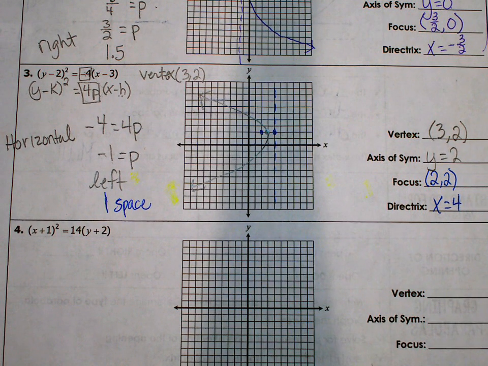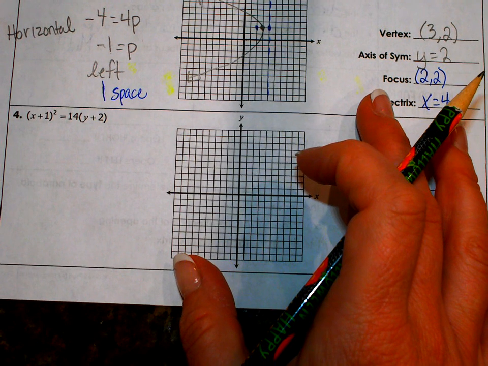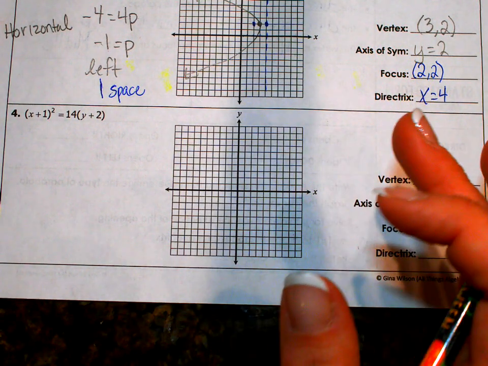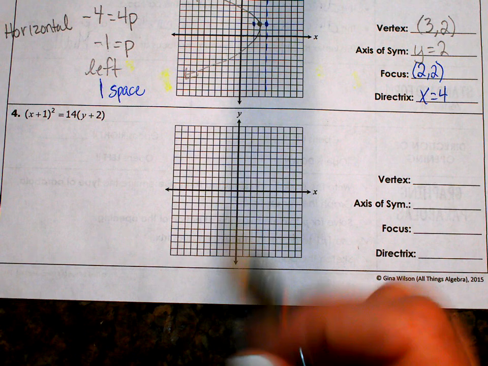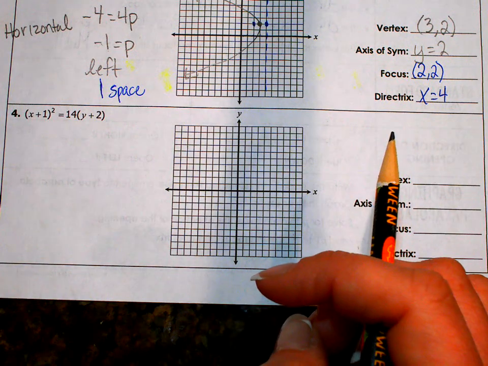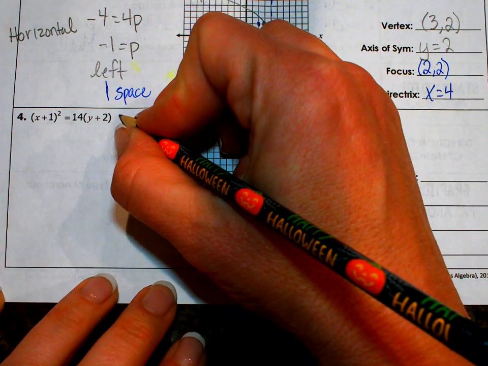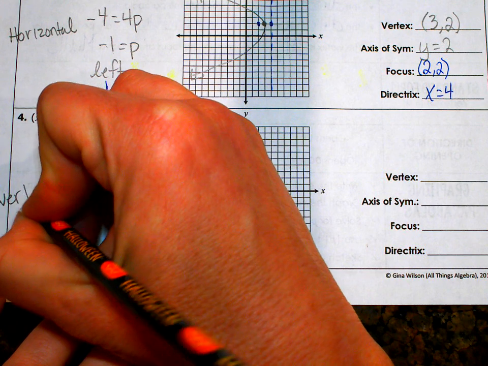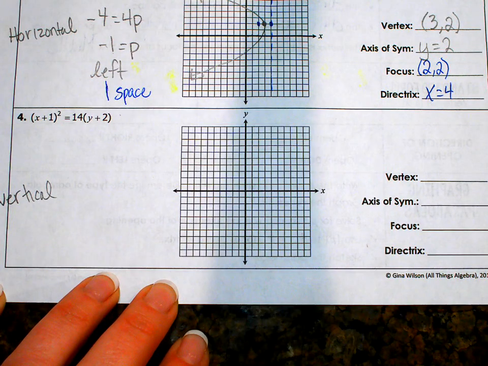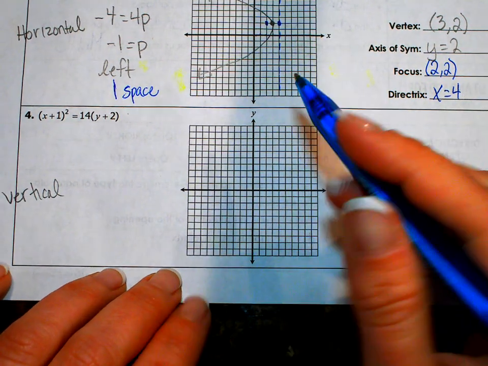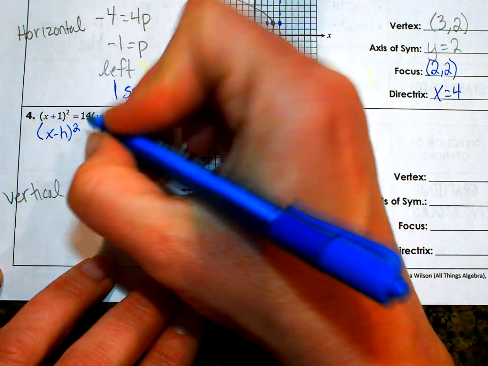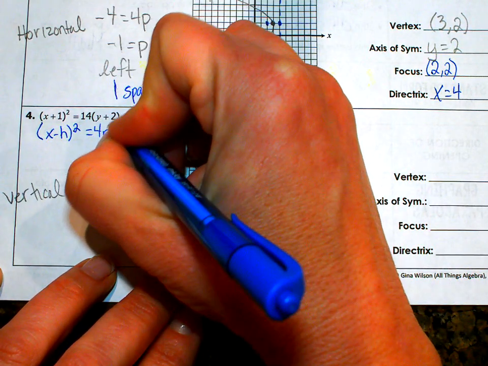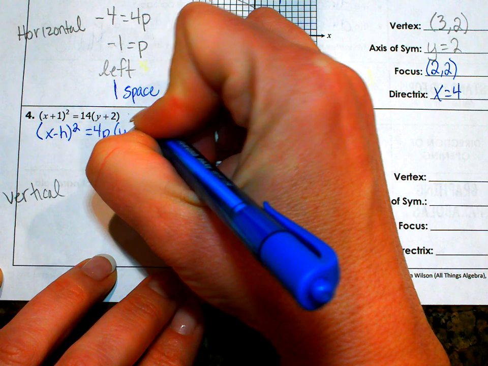Sorry. All right, last one, guys. Okay, so an x squared means what? Look at the top of your paper. What does x squared mean? Horizontal or vertical? I hope you said vertical. Okay, here we go. The format is x minus h squared equals 4p times y minus k.